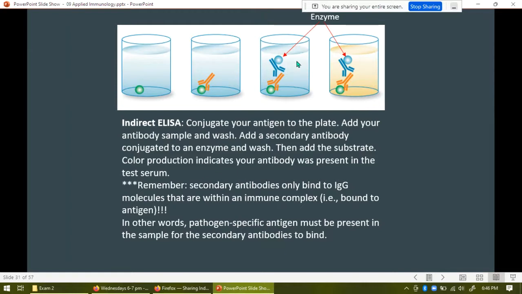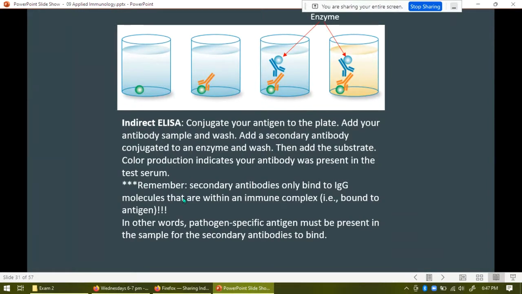Then you're going to add your substrate, and if the enzyme is present, and therefore antibody is present, both primary and secondary, there will be a color change. So the only added step in the indirect ELISA is that you use a secondary antibody that is specific for the primary antibody, and the secondary antibody is the one that carries the enzyme that converts the substrate into a colored chromogen product. So color production indicates your antibody was present in the test serum, and it's a positive result.